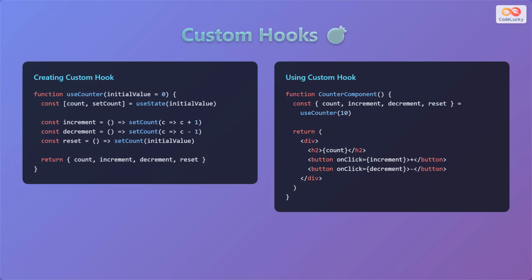We declare a state variable count and functions increment, decrement, and reset to modify it. We then return these functions and the count. Now let's see how to use this custom hook in a component. In our counter component, we use the useCounter hook and destructure the returned values. We can now use the count state and the increment and decrement functions in our component. Custom hooks help keep your components clean and reusable.